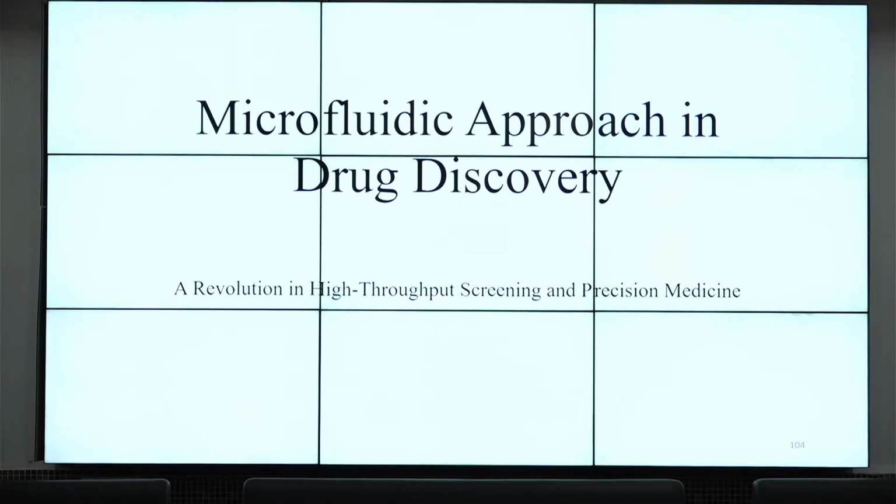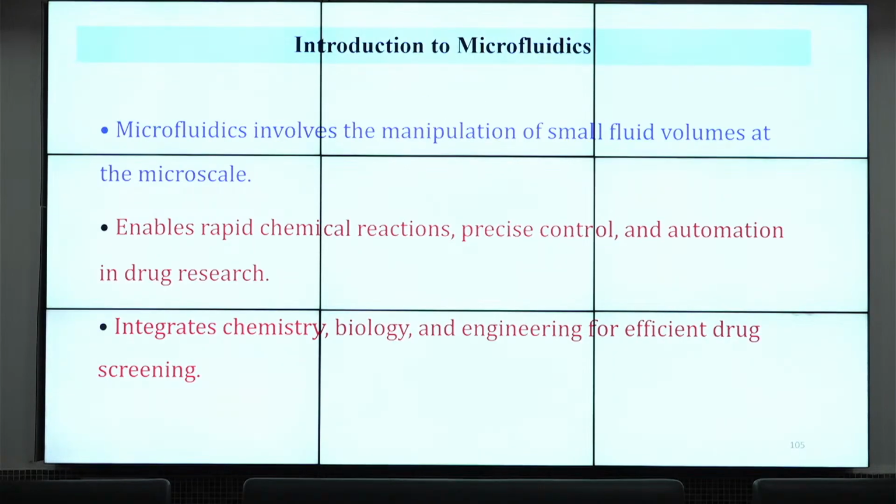Now I'll talk about another approach, which is also very important, a continuous flow method: microfluidic techniques. It is basically a revolution in high throughput screening and precision medicine. Microfluidic means the amount of material will be very, very small. You can use micro droplets, put the drugs on them, and identify which kinds of molecules work in a continuous or automated mode. Here you can see that microfluidics involves the manipulation of small fluid volumes at the micro scale.